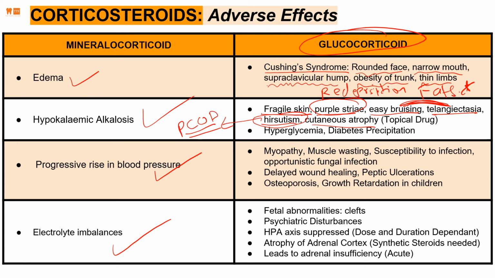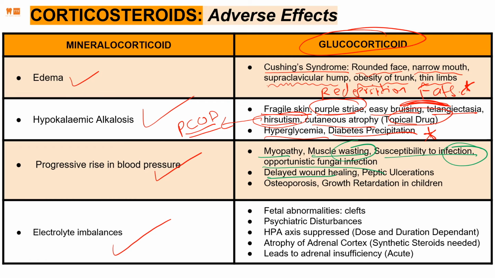Cutaneous atrophy done by topical drug. Hyperglycemia and diabetic precipitation, we saw that as well. Myopathy and muscle wasting, susceptibility to infection, all of that has to do with opportunistic fungal infection. All of that has to do with immunity and protein breakdown of the body. So we can't fight anything, guys. Can't fight infection, can't fight people. I'm kidding. Fighting people is bad. Don't fight people, guys. Okay.